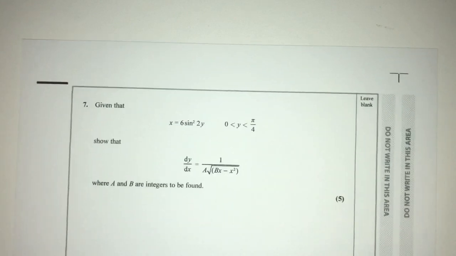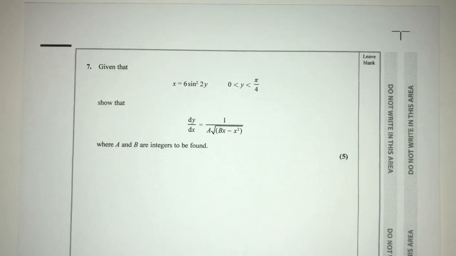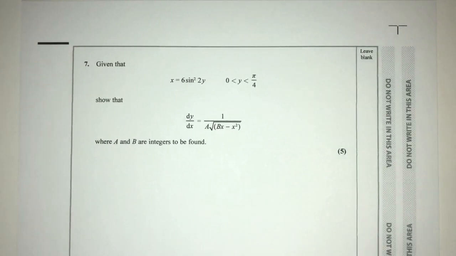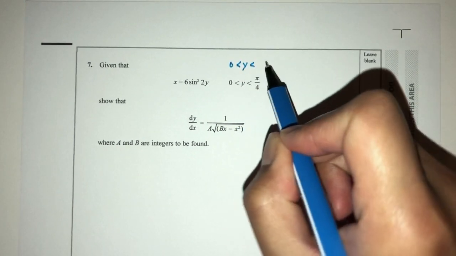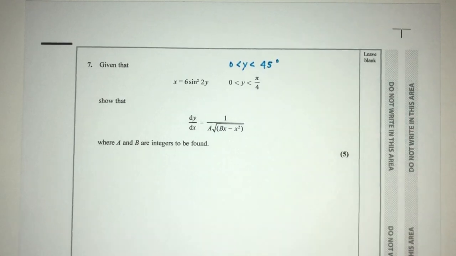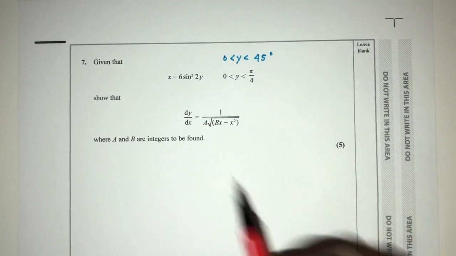Now let's move on to question number 7. Okay, so I know you guys may be looking for this question, but let's see what we can do. So here we have x is equal to 6 sine squared 2y, between the values of 0 and 45 degrees, right? Pi by 4. Now we have to show dy by dx equal to this, where a and b are integers to be found. So one by one, we have to find dy by dx.